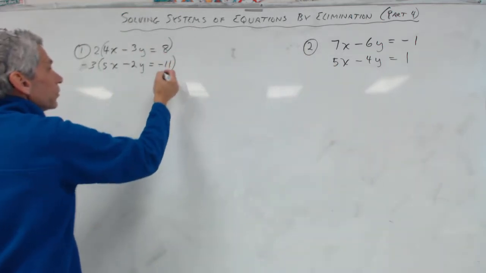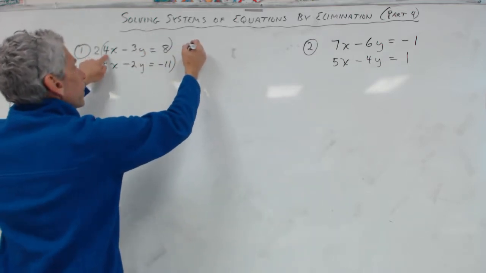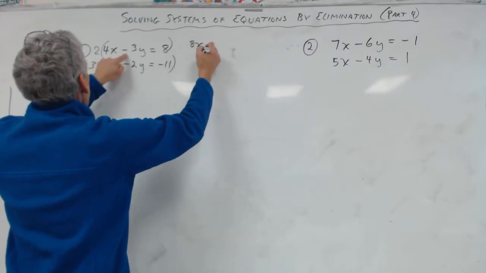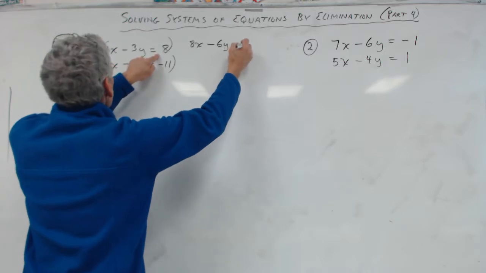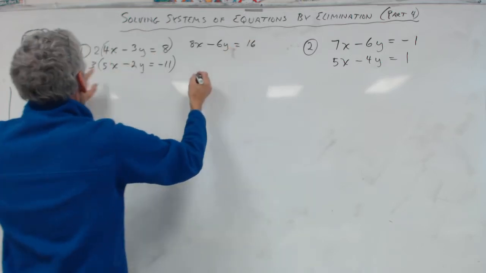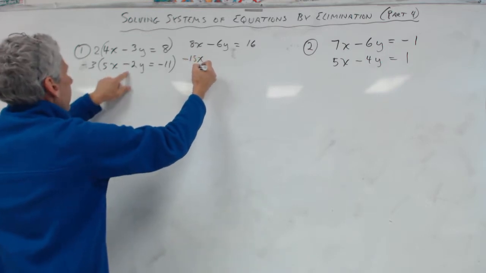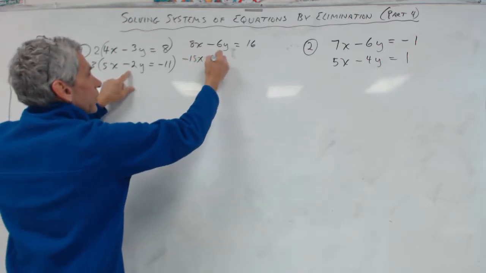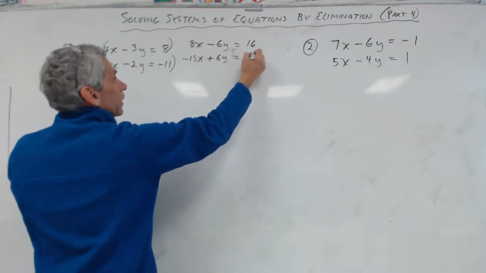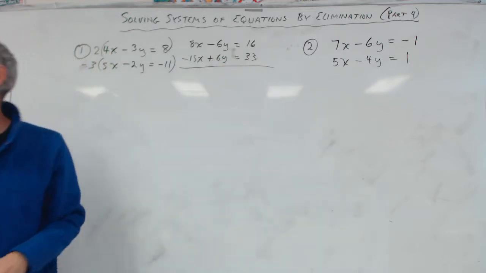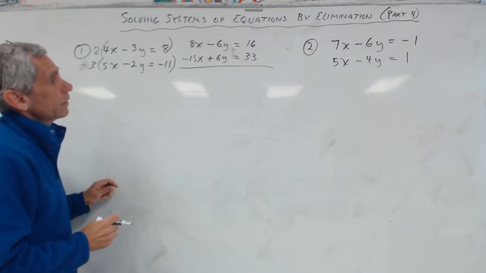Okay, so now we have to multiply them out. So I might just put them right next to it. 2 times 4x is 8x. Minus 2 times 3 is 6y. 2 times 8 is 16. And then I have negative 15x. And then I have positive 6y. And then I have positive 33. Okay? Is that what you got, Lucas? Is that how you did it? And now we are ready.